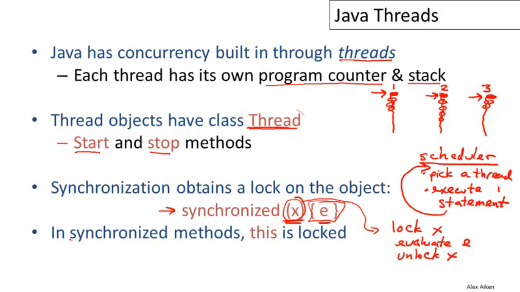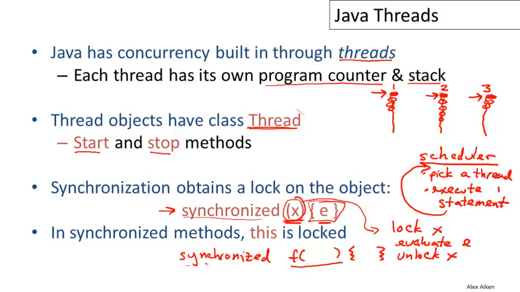Now, there's one shorthand in Java, which is used more commonly than this form of the synchronized construct, and that is that synchronization can be put on methods. We can say synchronized F, where this is a method definition. And what this means is that when this method is called, this object will be locked.